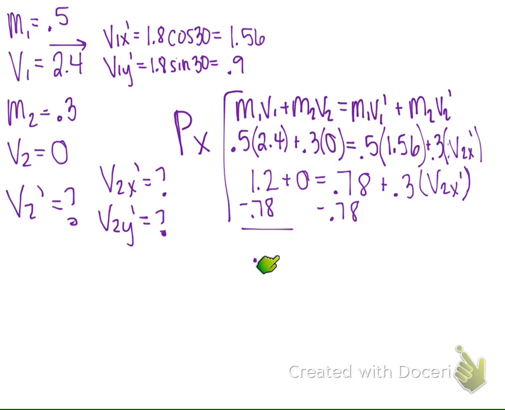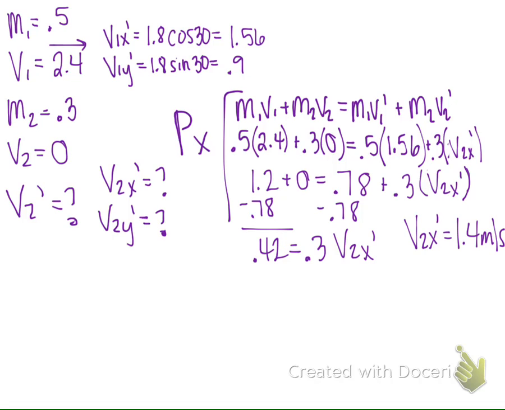Okay, which gives us what right here? Point. Just right here. Oh, my bad. 0.42? Okay. All right, so then to solve for v sub 2 x prime, we'll divide by our 0.3, which means we get, what, Grace? 1.4. 1.4 meters per second.